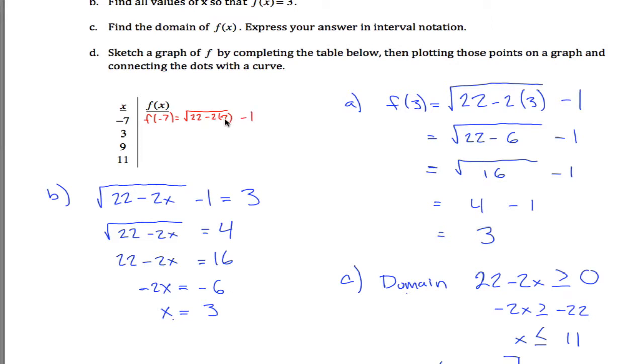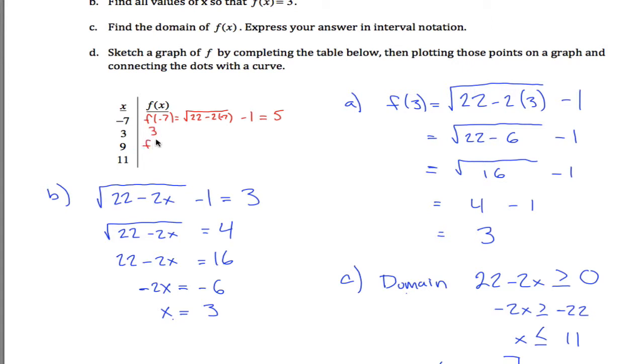2 times negative 7 is negative 14. 22 minus negative 14 is 36. The square root of 36 is 6. 6 minus 1 is 5. In other words, f of x is 5 in this case. You might want to show a little bit more work than I did. f of 3, we already figured that out, it's 3.